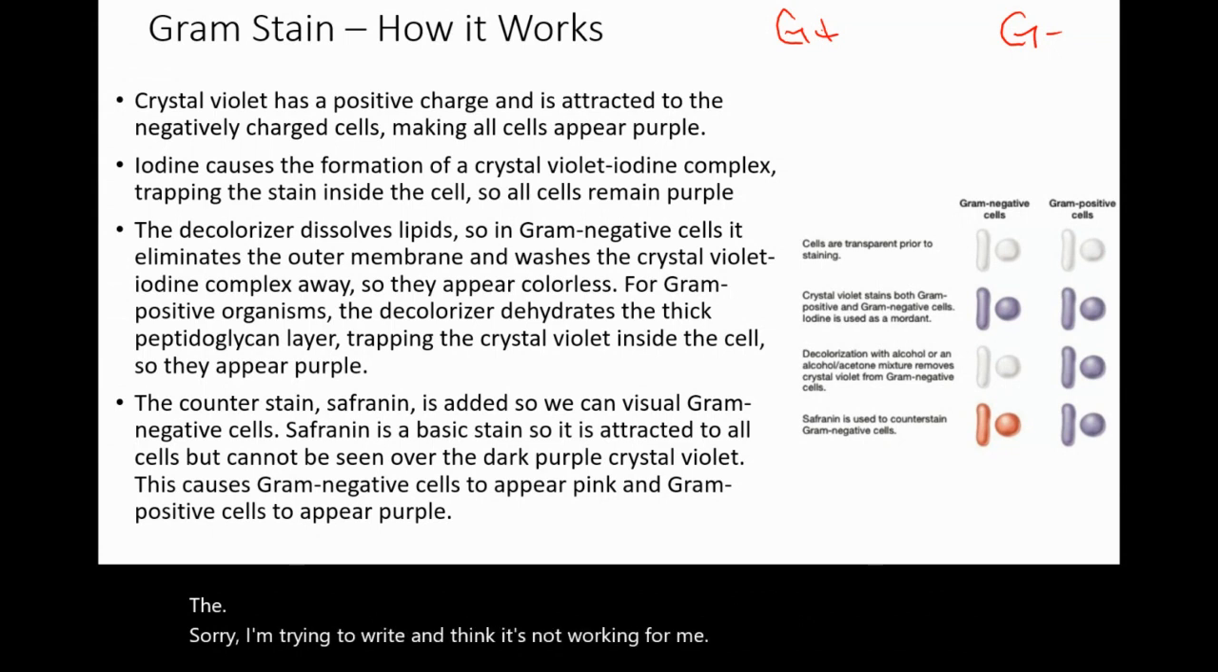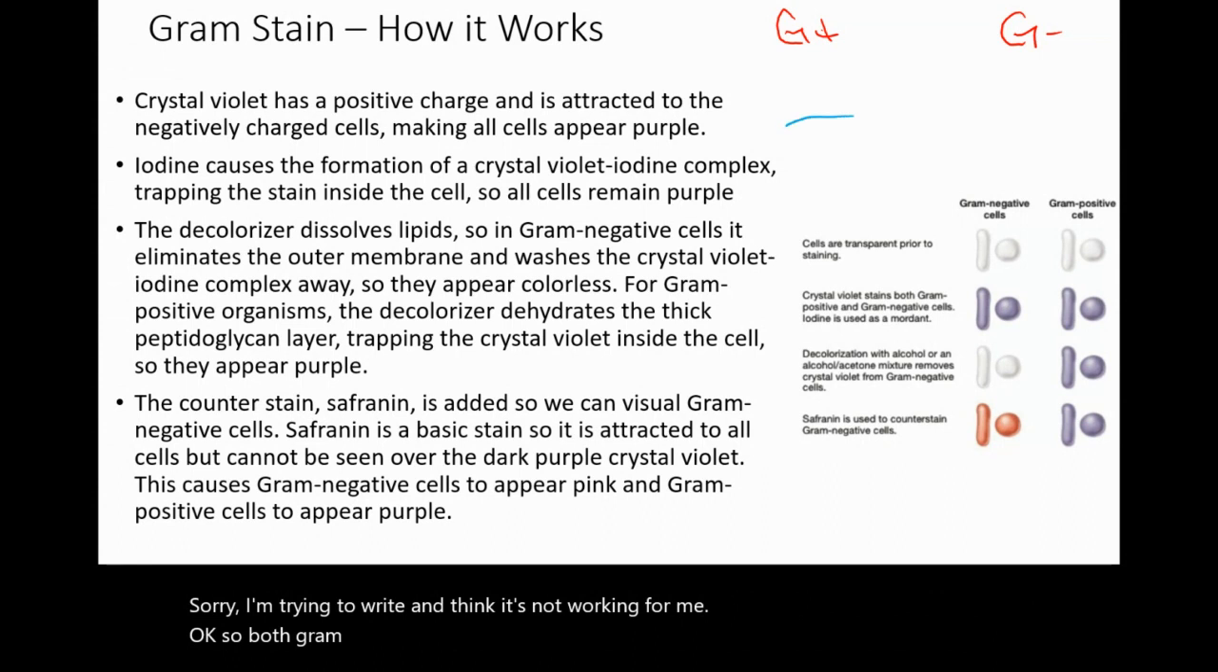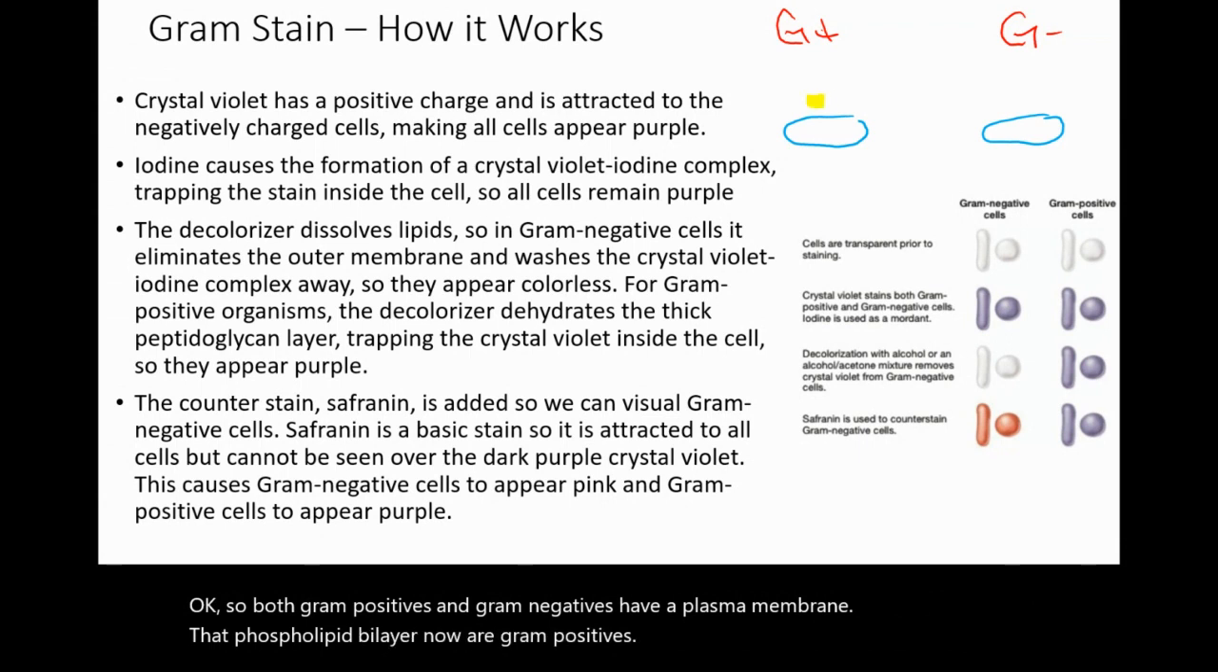Okay, so both gram-positives and gram-negatives have a plasma membrane, right? That phospholipid bilayer. Now our gram-positives have a really thick peptidoglycan layer.